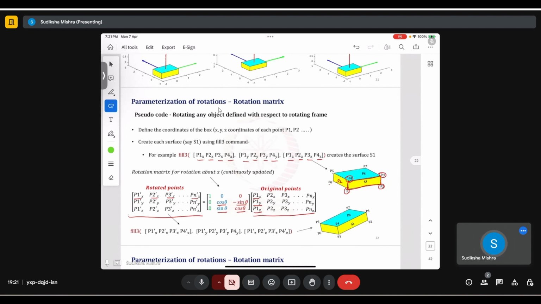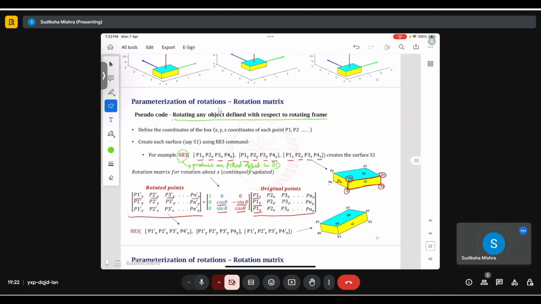Coming to, if you were to write a pseudocode for rotating any object defined with respect to the rotating frame, so fill3 lets you produce a filled object in 3D, and then you let the code know of all the coordinates, and then it will create a surface.